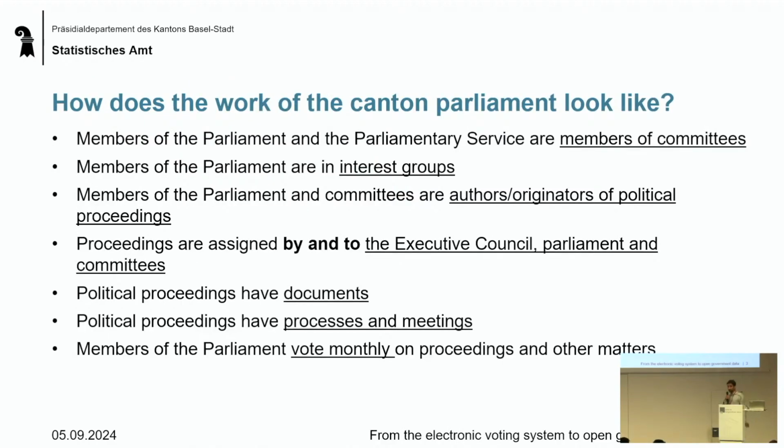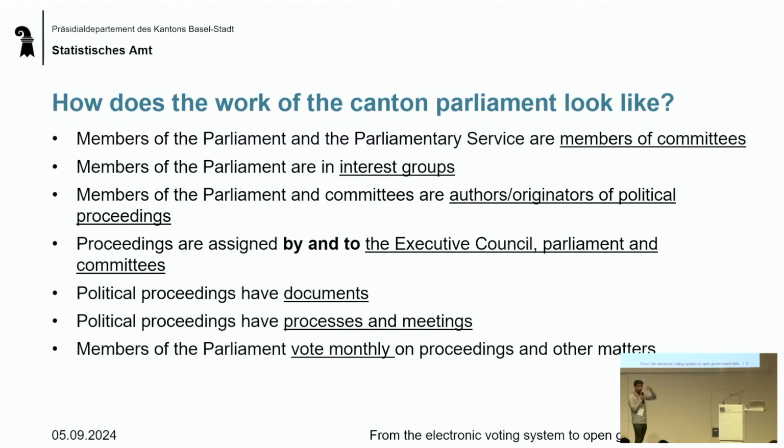So, how does the parliament work? It's a lot to read, but it's quite easy. It all revolves around the parliament members. So the parliament members are members of committees. This is one data set. They are members of interest groups outside of the parliament. This is another data set. And the members of the parliament and committees are originators of parliament proceedings or matters, Geschäfte in German. This is another data set.